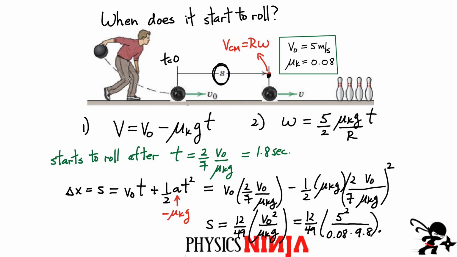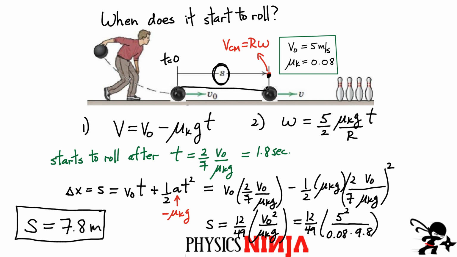So I calculated everything, and at the end, what I ended up getting was that the value s is approximately 7.8 meters. So that would be that distance where it's sliding. So this region over here, the distance from here to here, that 1.8 seconds. In 1.8 seconds, that bowling ball has gone approximately 7.8 meters. That seems pretty realistic, actually.